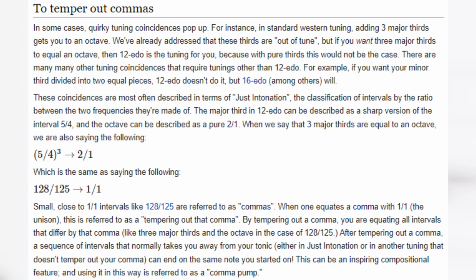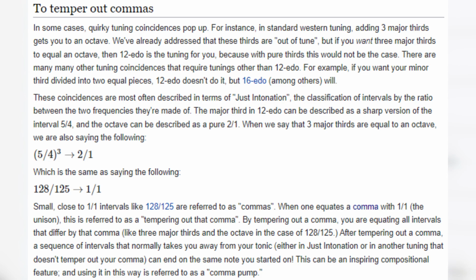There are many other tuning coincidences that require tunings other than 12 EDO. For example, if you want your minor third divided into 2 equal pieces, 12 EDO doesn't do it, but 16 EDO, among others, will. These coincidences are most often described in terms of just intonation, the classification of intervals by the ratio between the two frequencies that they're made of. The major third in 12 EDO can be described as a sharp version of the interval 4/5, and the octave can be described as a pure 2/1.